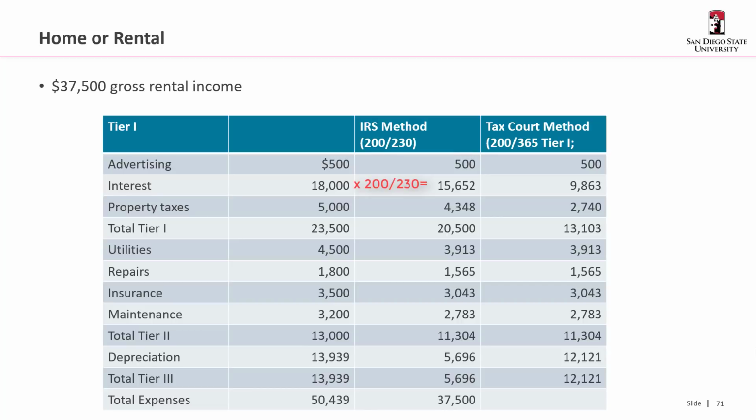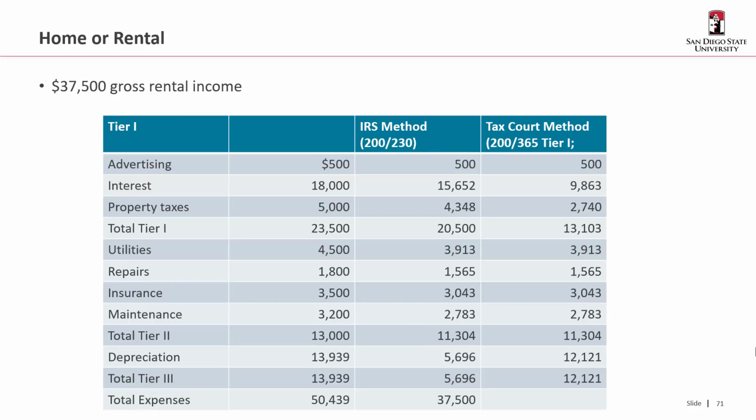So if we take 18,000 times 200 divided by 230, we get 15,652. If we take 5,000 times 200 divided by 230, we get 4,348, and we work our way down through all of Tier 1. So our total Tier 1 expenses are $20,500. Our total Tier 2 expenses after allocation are another $11,304.